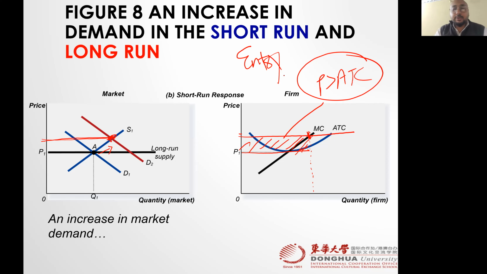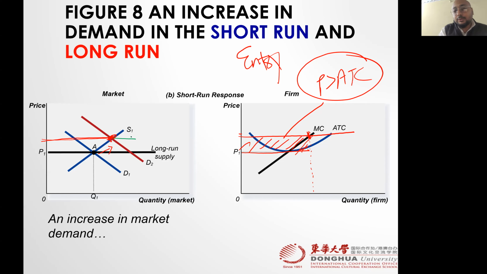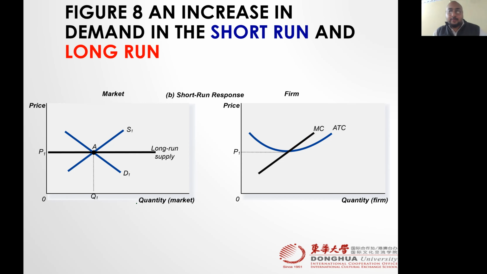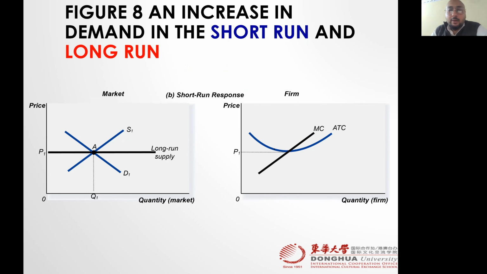When more firms jump into the market, what will happen? Supply also increases. When supply increases, price goes down and quantity increases. So let's see a very nice diagram here. Again, you are at the moment on the initial condition, with the long run supply. This is the situation here.